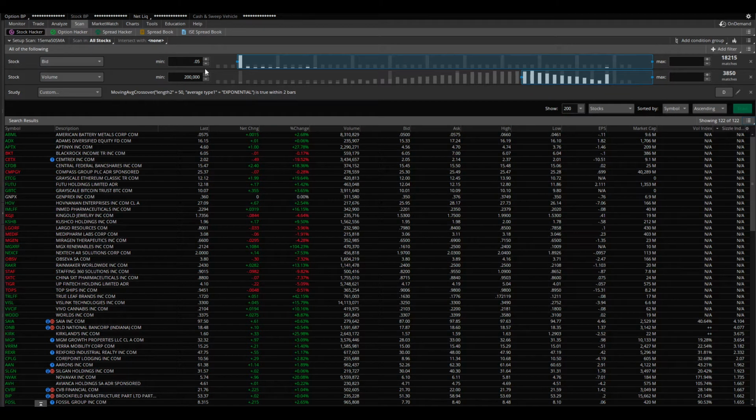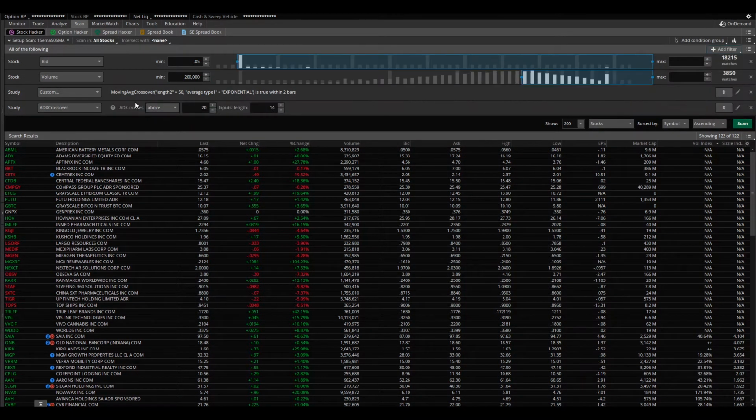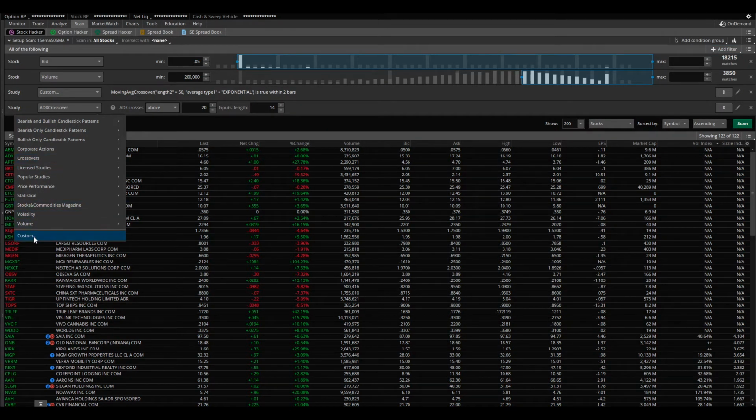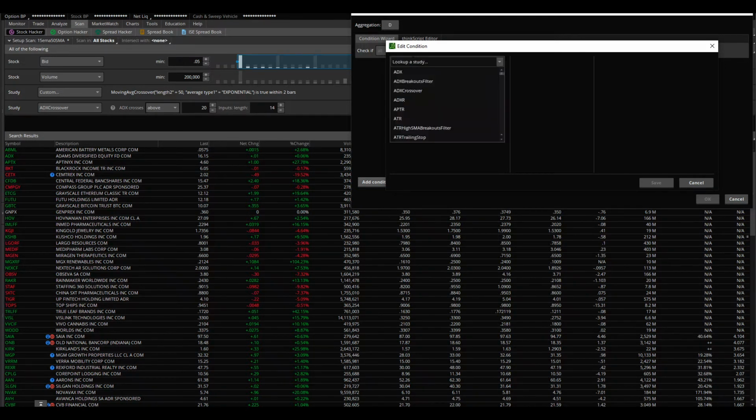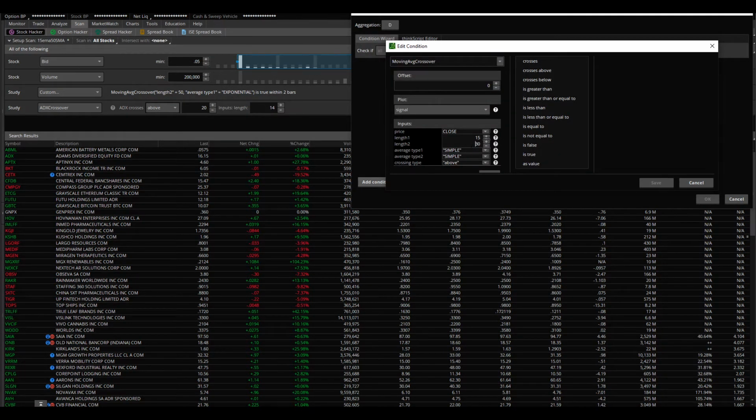So what you would do, and I'll take this off or we'll add another one here, is go add filter, study. You're going to go to custom. We'll get rid of the ADX crossover. You don't need that, so you just delete that. Add condition. Again, study. And just like when we were talking about setting up an automated trade, moving average crossover. And again, here's the 15, 50, and I use the exponential, simple cross above is true within 1 or 2 bars.